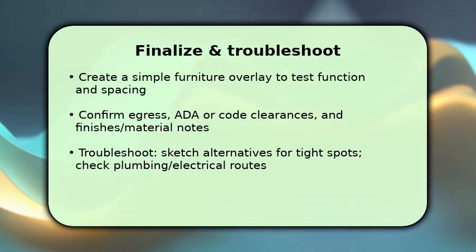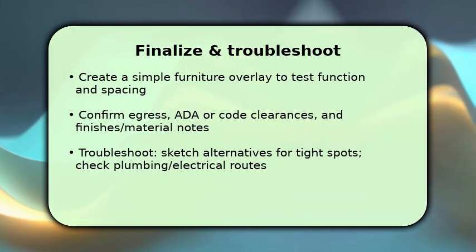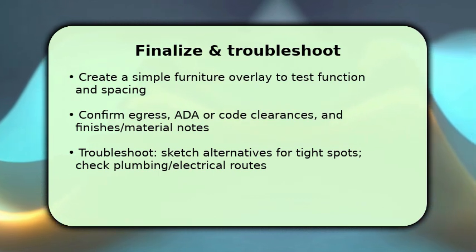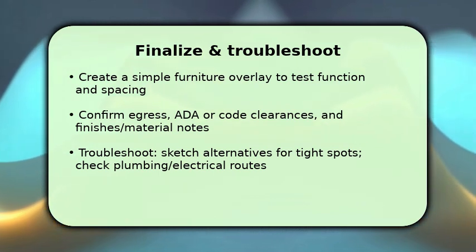If plumbing or electrical routes conflict, reroute fixtures within the same service zone. That troubleshooting step resolves most issues before any demolition or ordering starts.